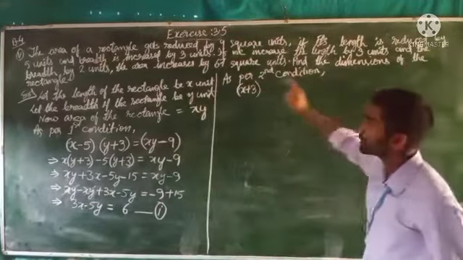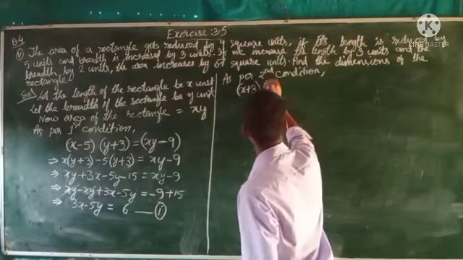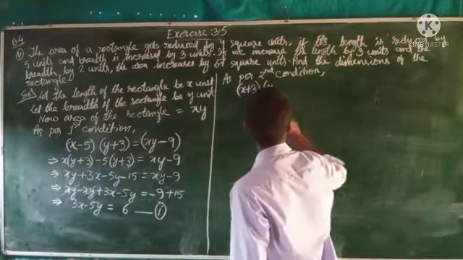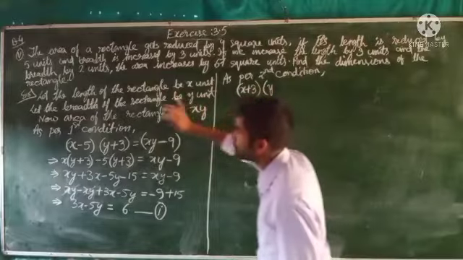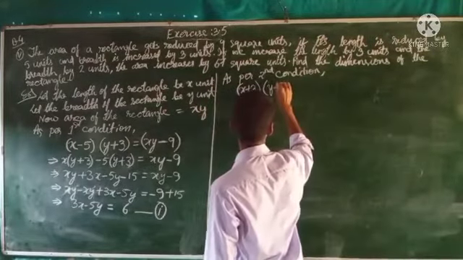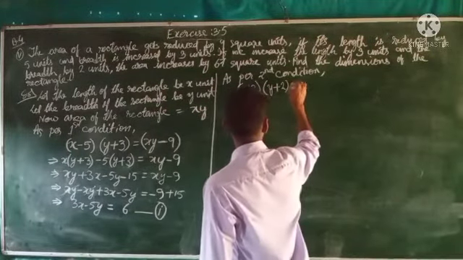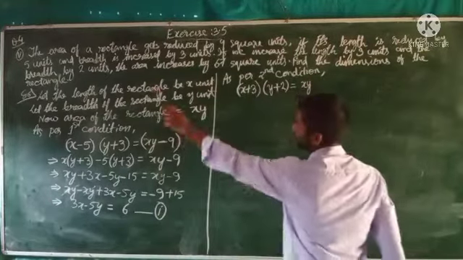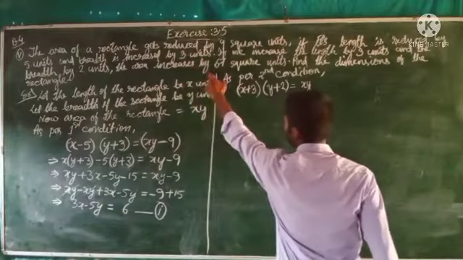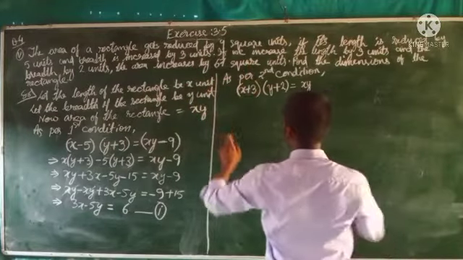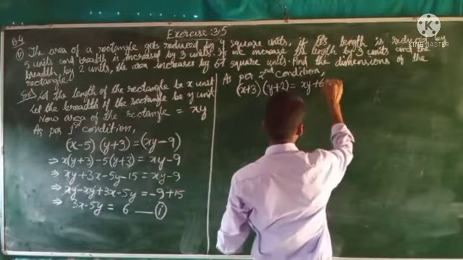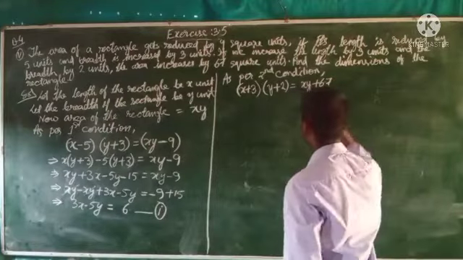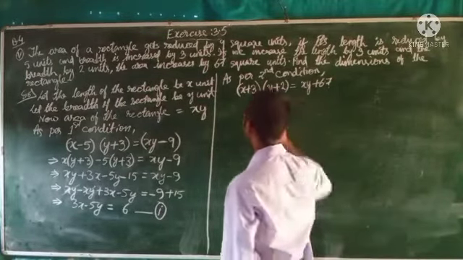Again, and the breadth by 2 units, that is y. Breadth is also increased here by 2 units, so y plus 2, is equal to area, it is x into y. The area increases by 67 units, that means plus 67. It is increased by 67 square units.